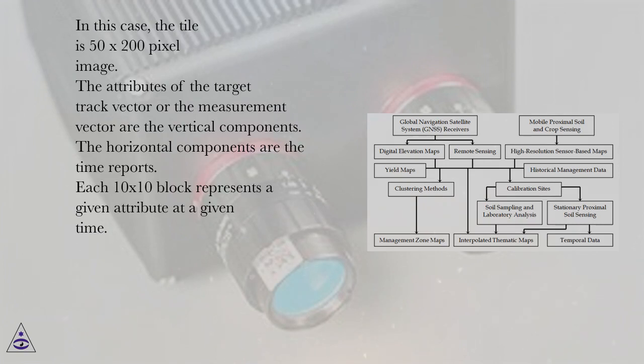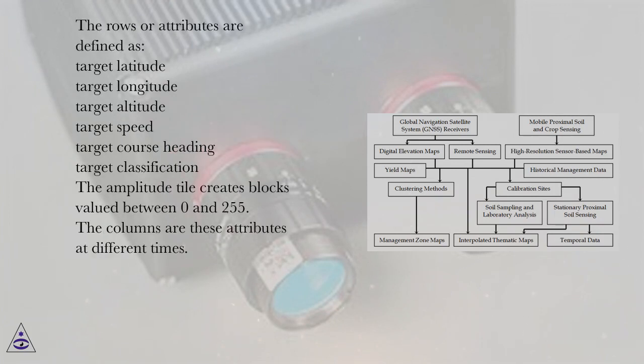In this case, the tile is a 50 by 200 pixel image. The attributes of the target track vector or the measurement vector are the vertical components. The horizontal components are the time reports. Each 10 by 10 block represents a given attribute at a given time. The rows or attributes are defined as target latitude, target longitude, target altitude, target speed, target course heading, and target classification. The amplitude tile creates blocks valued between 0 and 255. The columns are these attributes at different times.